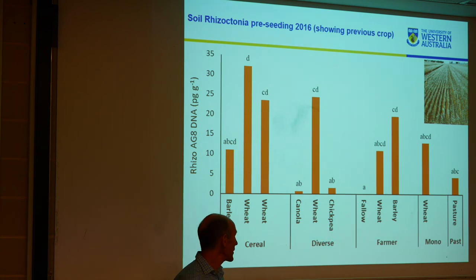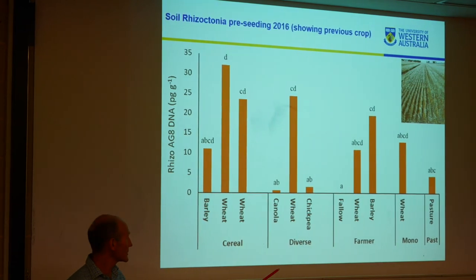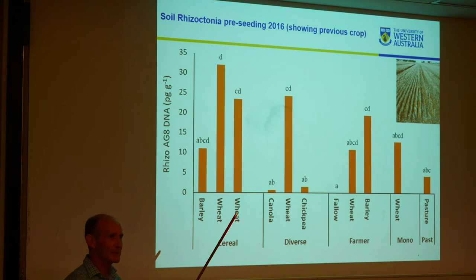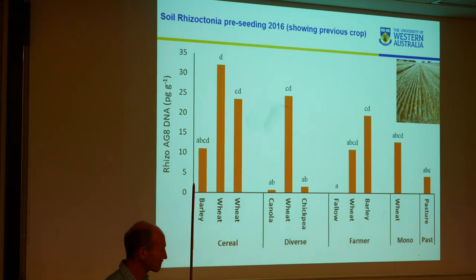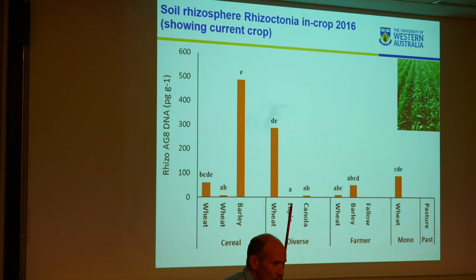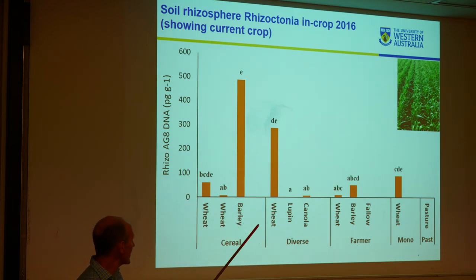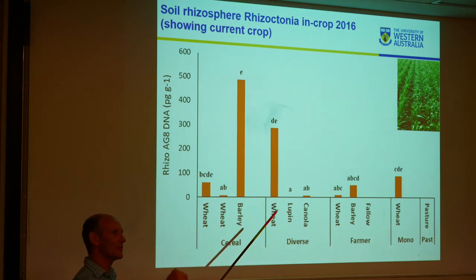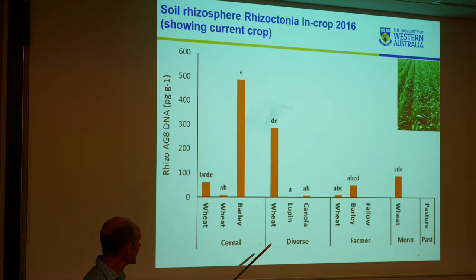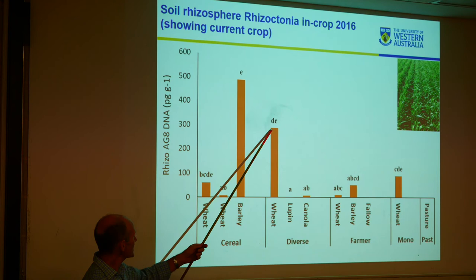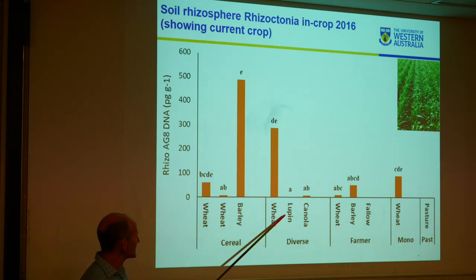There was actually zero rhizoctonia in there, and that's obviously keeping it down in that system. So now going into the crop after we've planted, and again the crops have changed, and now we're going into the actual crop itself, not looking at what came before that. In the diverse rotation, showing that rhizoctonia is significantly higher in the wheat, lupin, canola, pretty tolerant to the rhizoctonia.